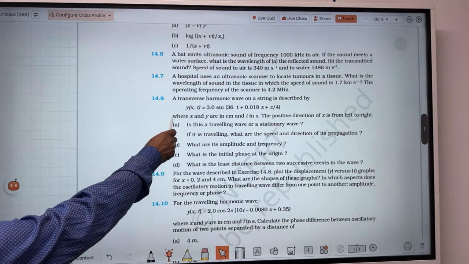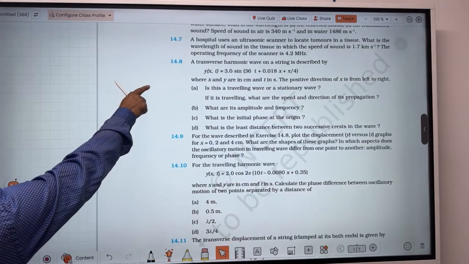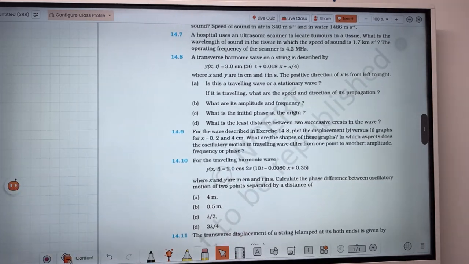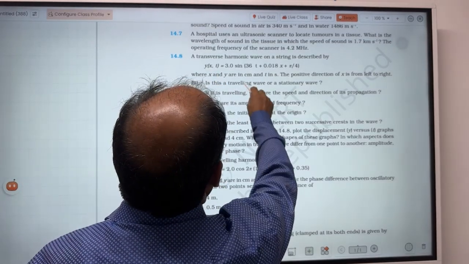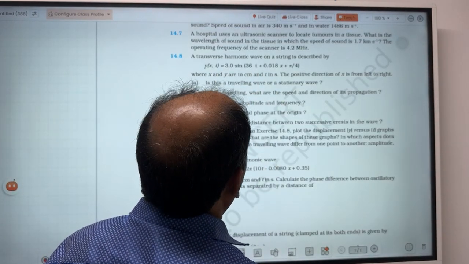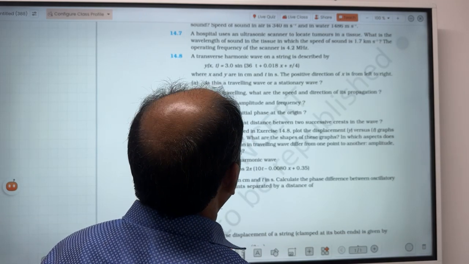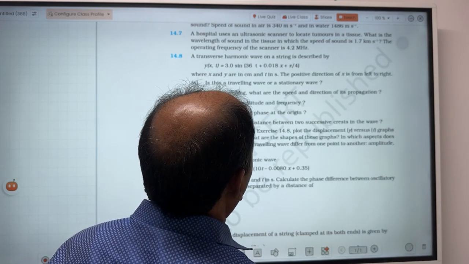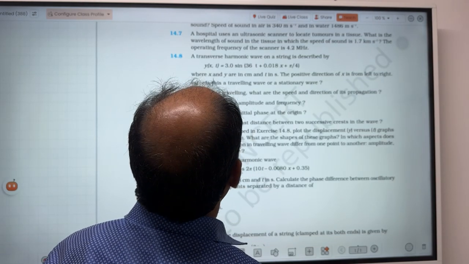Let's see question number 8. It says a transverse harmonic wave on a string is described by y as a function of time and distance, y = 3 sin(36t + 0.018x + π/4), where x and y are in centimeter, t is in second. The positive direction of x is from left to right.